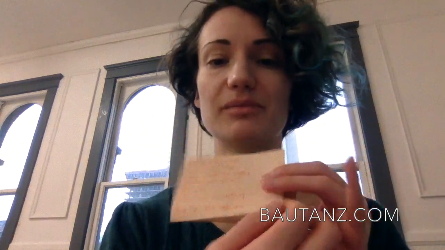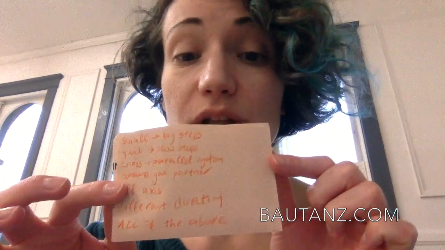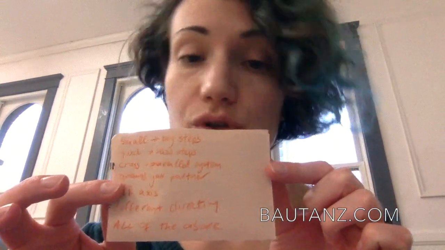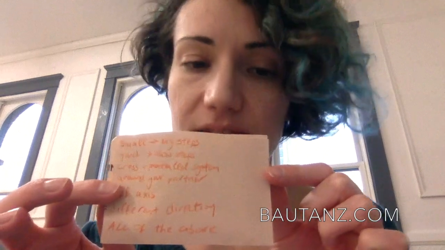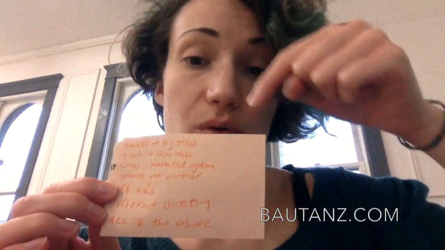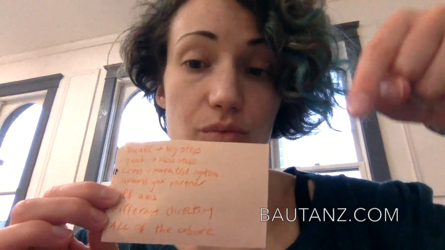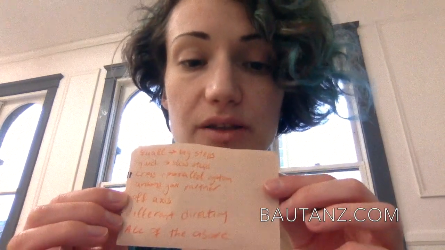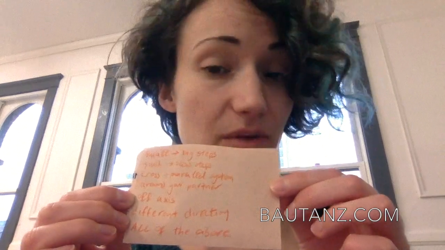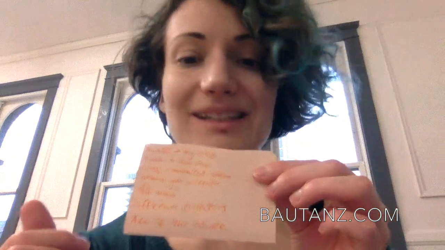So small to big steps, quick or slow, so different tempo, cross and parallel, different system, going around your partner, so walking in a circle or bringing your partner around you, off axis, different direction, or all of the above. I hope and I encourage you that you come up with your own, but these are the basic first seven things that came to my mind.